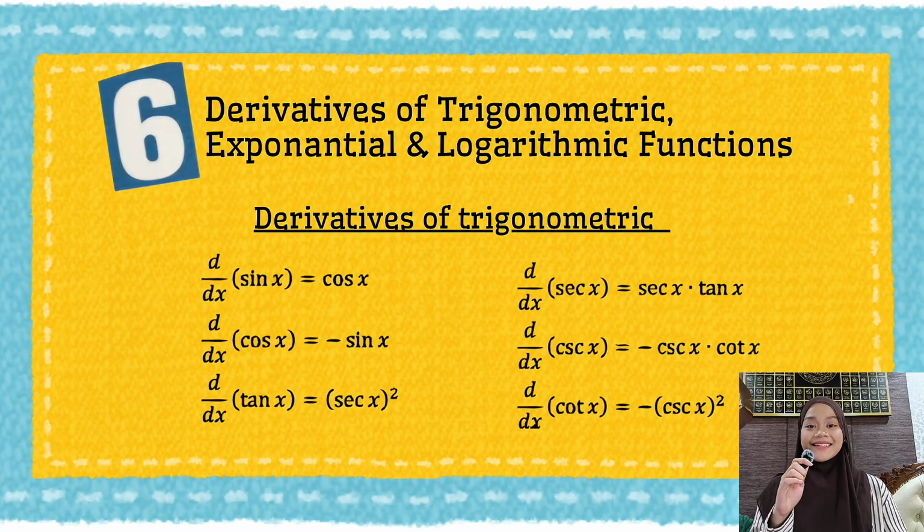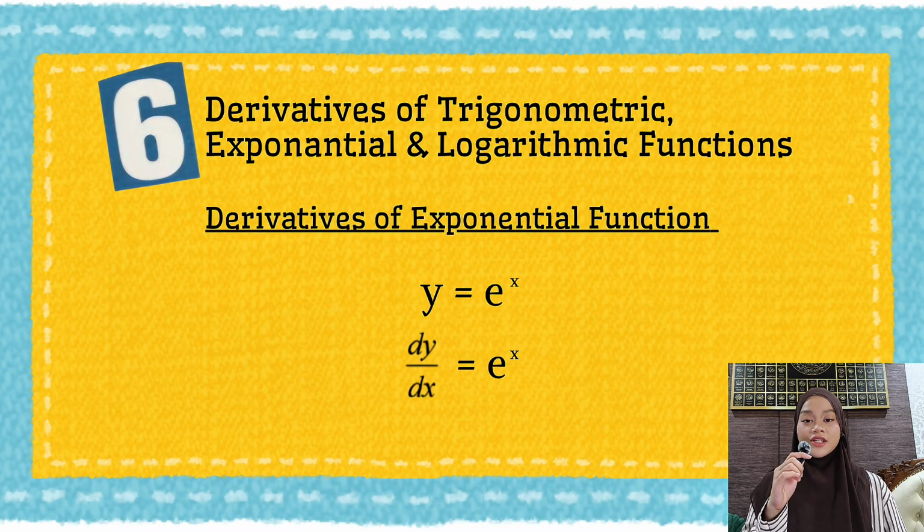And lastly, the sixth technique is derivative of trigonometric, exponential, and logarithmic function. So let's go one by one. Derivative of trigonometry, for example here: when you differentiate sin x, you will get cos x. And when you differentiate cos x, you will get negative sin x. And the other examples you can see on the slide. Next, derivative of exponential function. So for exponential, when you differentiate e power x, you still will get e power x.